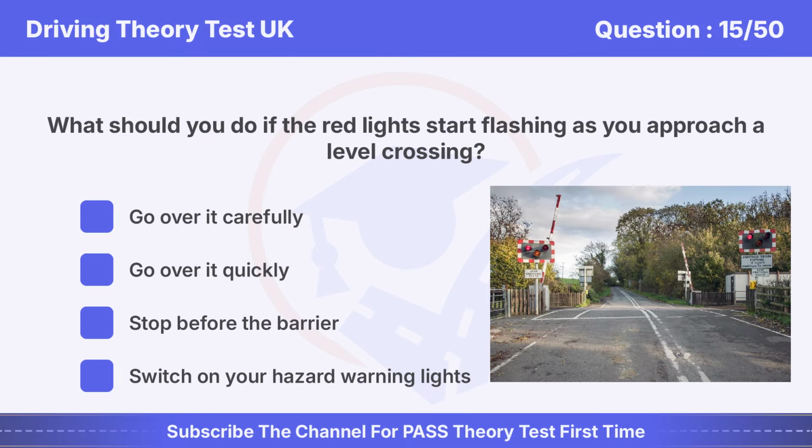Question 15. What should you do if the red lights start flashing as you approach a level crossing? Option A. Go over it carefully. B. Go over it quickly. C. Stop before the barrier. D. Switch on your hazard warning lights. Answer is C. Stop before the barrier.